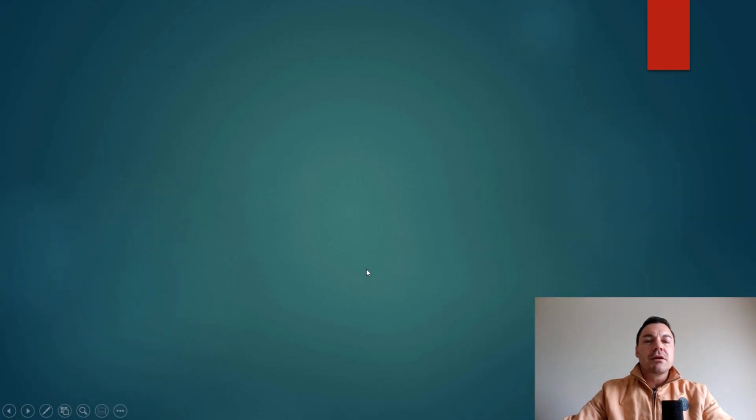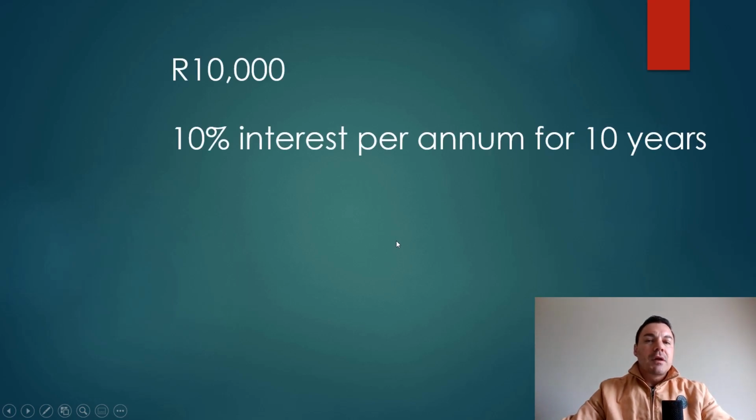So let's take a look at an example here. So we've already figured out what interest on interest is, what compound interest is, and we've had a quick look at the first 3 years of a compound interest investment of 10,000 Rand at 10% per annum. So we're going to look at it over 10 years. And there's a reason why I'm showing you this. We'll get to it just now.